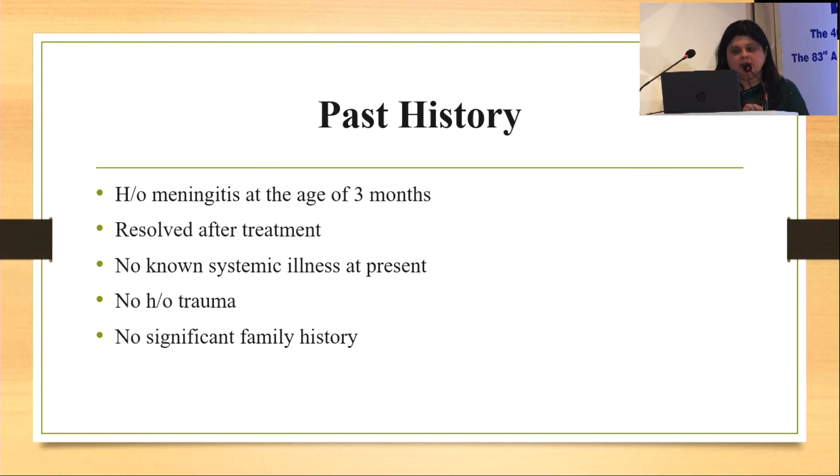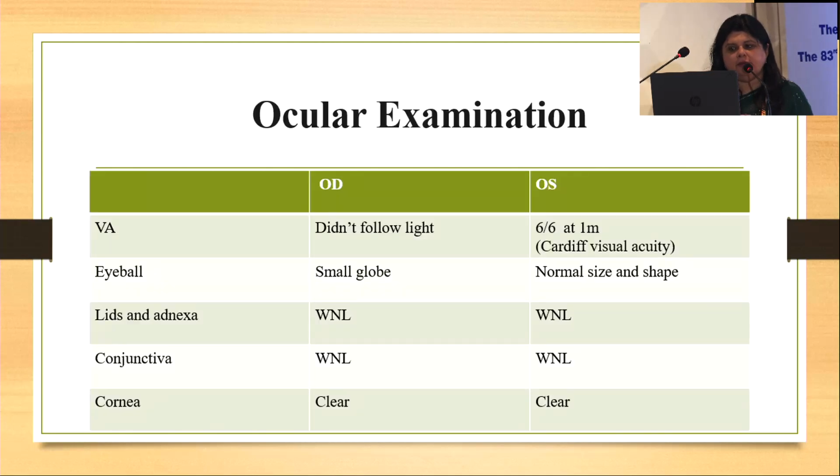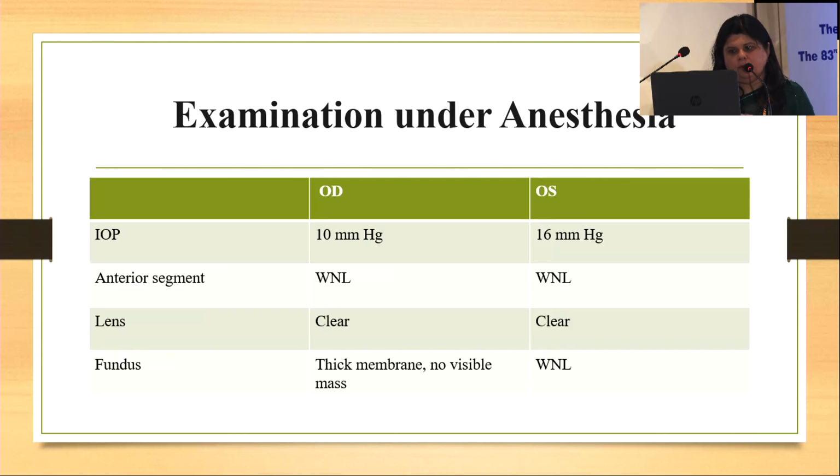In the past history, the child had a history of meningitis at the age of 3 months, which resolved after treatment. There was no other known systemic illness at present. There was no history of trauma nor any significant family history. On ocular examination, the right eye did not follow any light, and the eyeball appeared smaller on gross examination. The rest of the lids, conjunctiva, and cornea were normal on both sides.